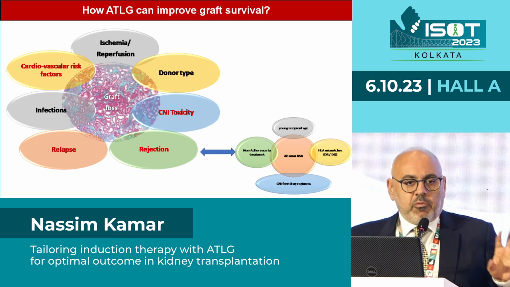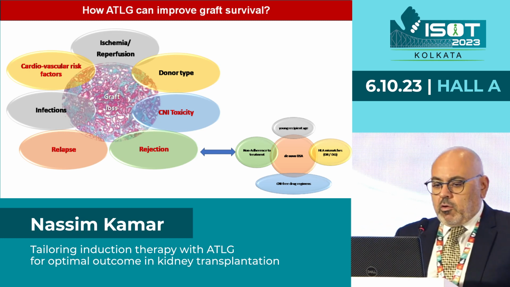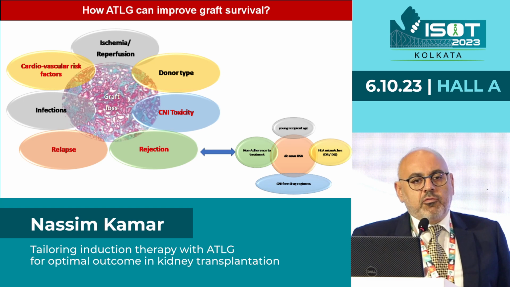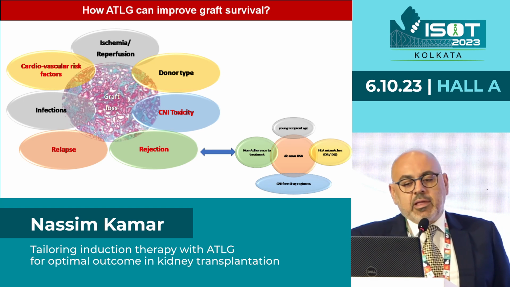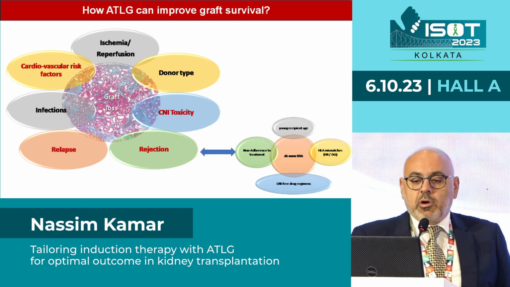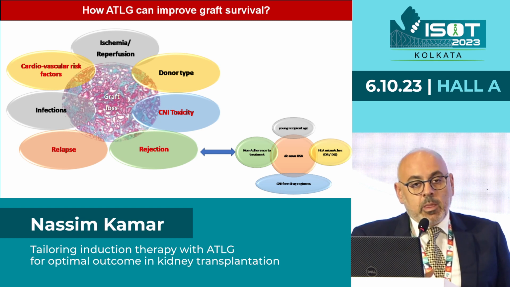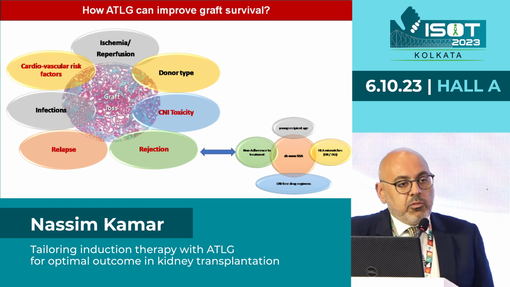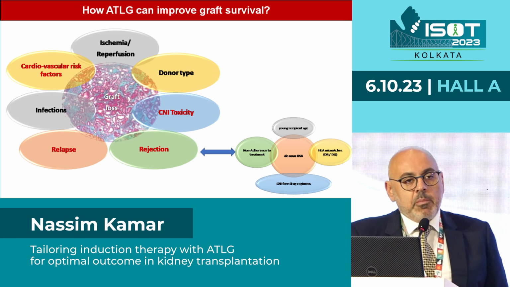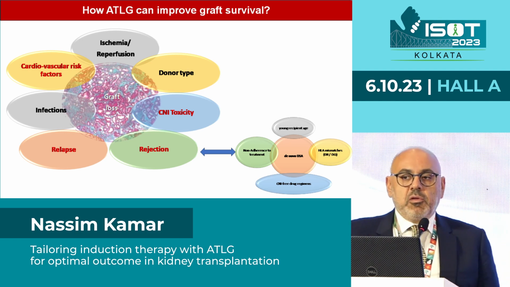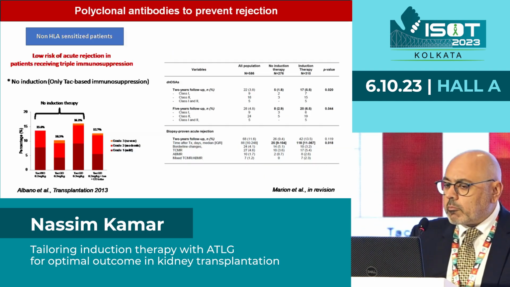So how can polyclonal antibodies in general and ATLG improve the graft survival? I will focus on a few points because I have only 20 minutes. One of them is giving polyclonal antibodies to decrease the risk of diabetes and therefore improve the cardiovascular outcome and decrease the cardiovascular risk factors. Secondly, I'll present some data on the effect of ATLG to decrease the relapse of some glomerulopathies, to avoid CNIs, and its effect in decreasing the acute rejection rate.